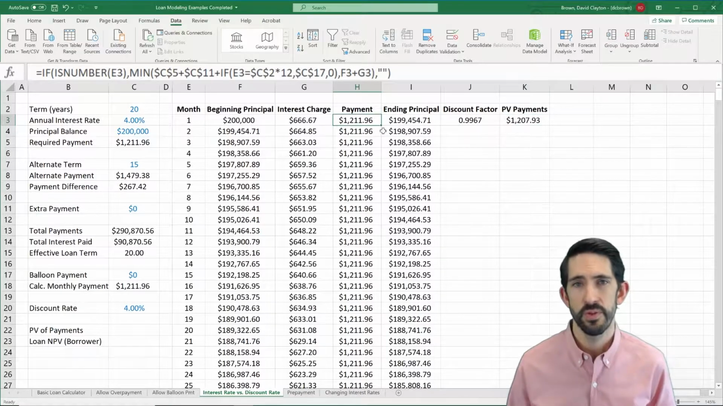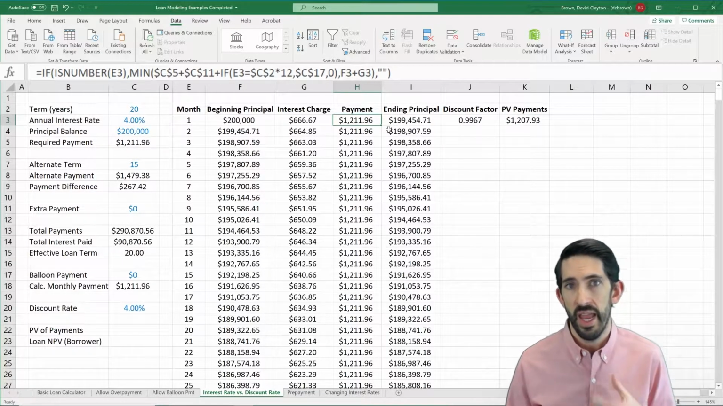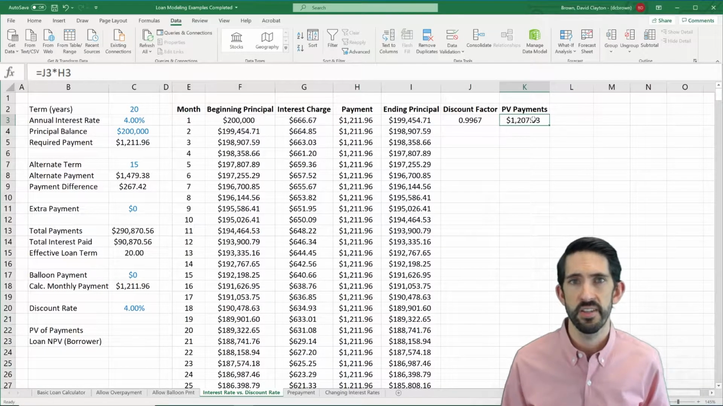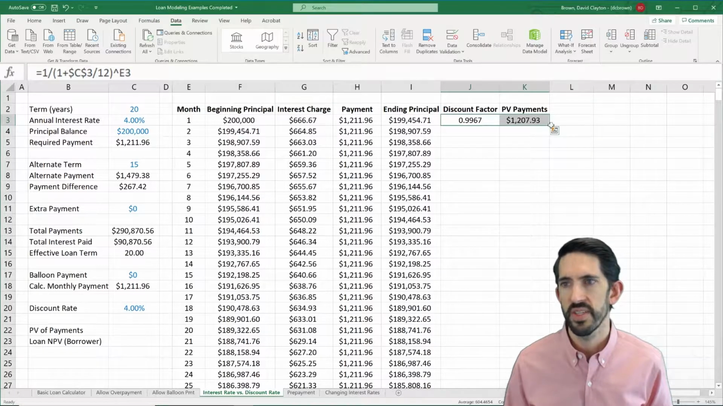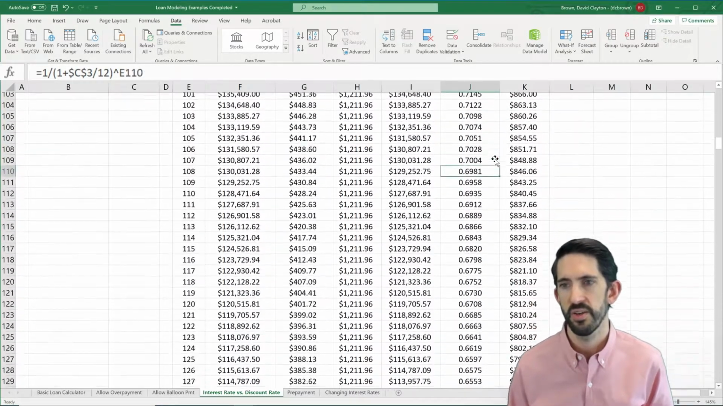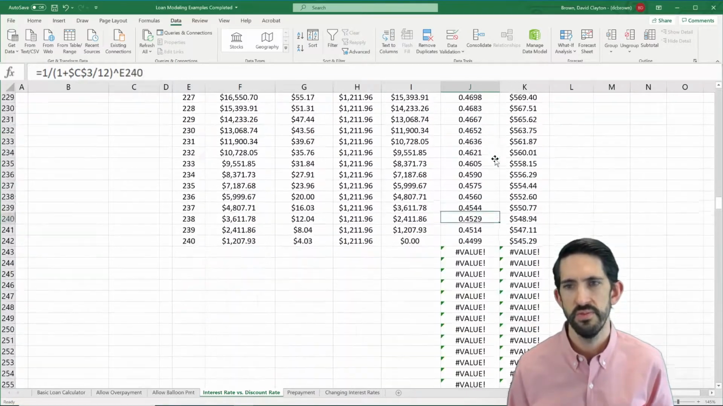You make a payment for $1,211.96 at the end of the first month. At time zero value, that's worth $1,207.93. So now we can map this out all the way across our model. All right, let's go ahead and go down to make sure it's working.